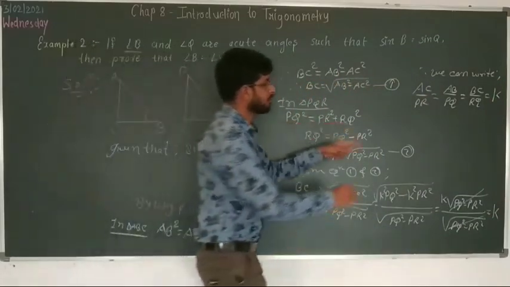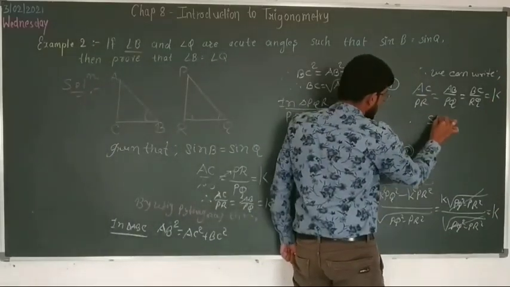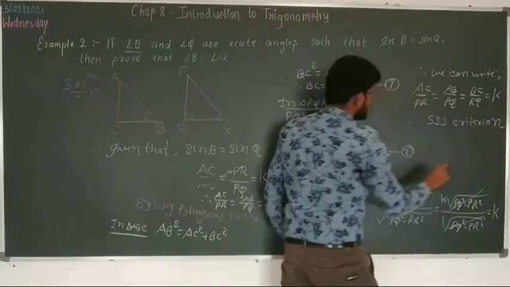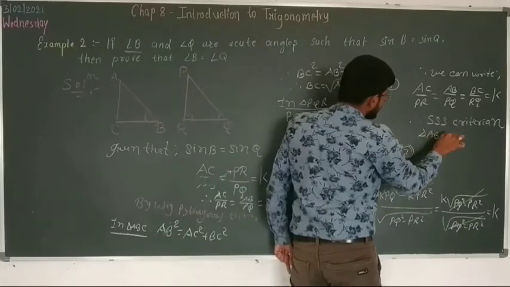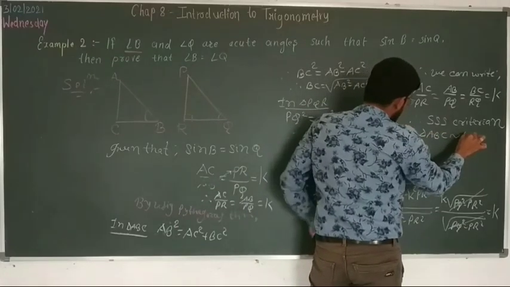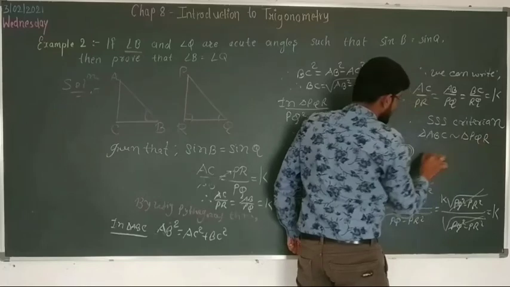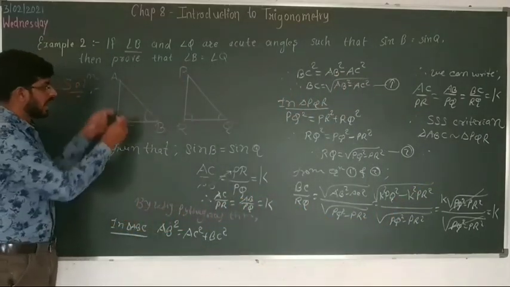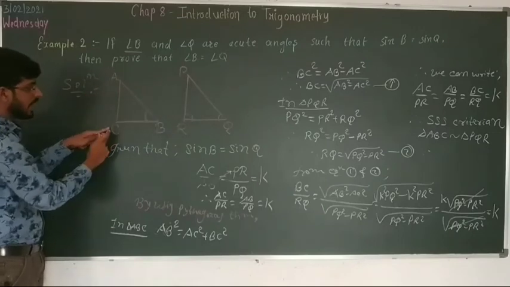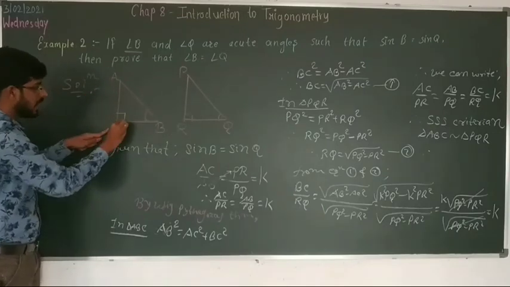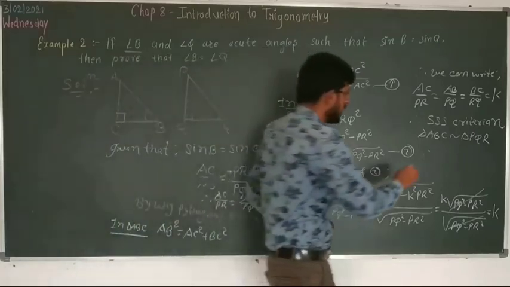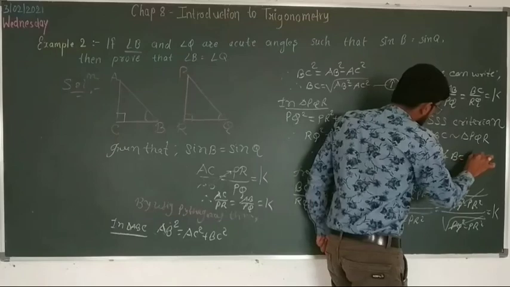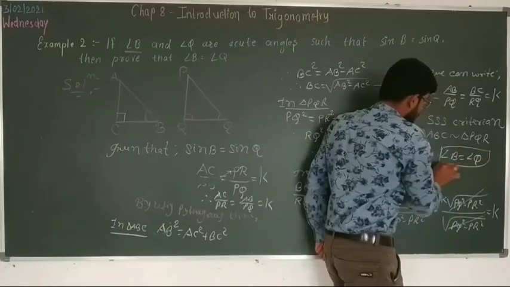It means by SSA criterion, triangle ABC is equivalent to triangle PQR. Therefore, what is the meaning of SSA criterion? It means angle A is equal to angle P, angle C is equal to angle R, and angle B is equal to angle Q. So we can write, therefore, angle B is equal to angle Q. Is it clear?